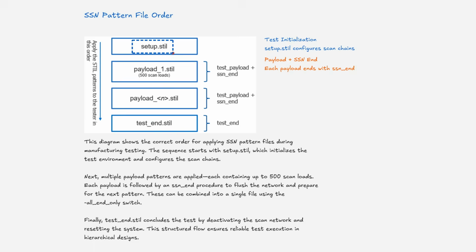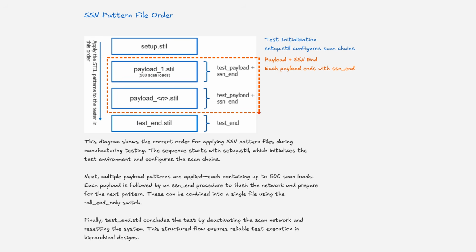This diagram shows the correct order for applying SSN pattern files during manufacturing testing. The sequence starts with setup.stil, which initializes the test environment and configures the scan chains. Next, multiple payload patterns are applied, each containing up to 500 scan loads. Each payload is followed by an SSN procedure to flush the network and prepare for the next pattern.